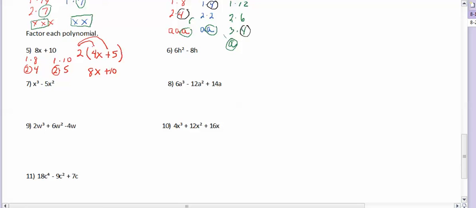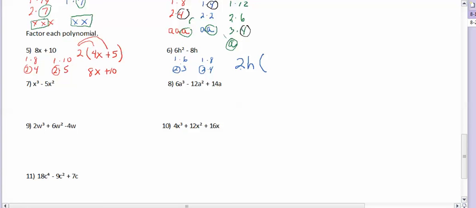Okay, on the next one, 6h to the second, negative 8h. This one has a 1 and a 6 and a 2 and a 3. And this has a 1 and an 8 and a 2 and a 4. So now what is the greatest common divisor? They both have a 2. So I'm going to pull the 2 out and put it to the side. But they both have 1h, so I'm going to put that outside. And then I'm going to put my parentheses.